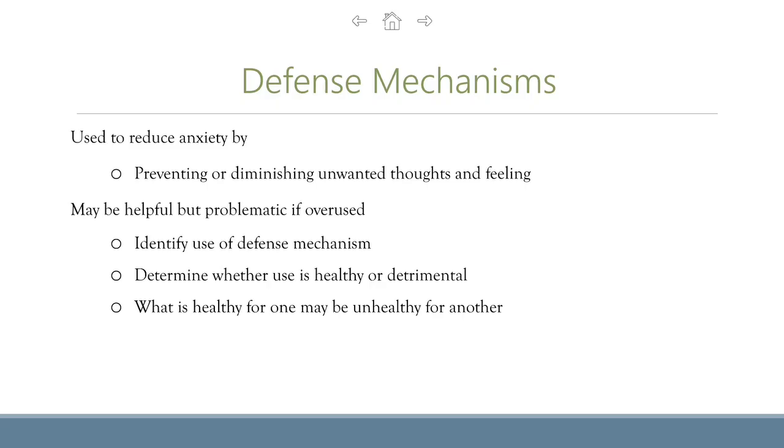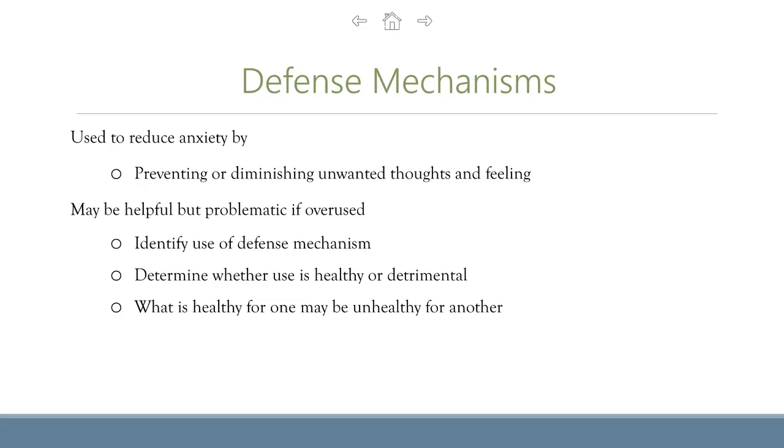There are different defense mechanisms people use to reduce their anxiety. This helps prevent or diminish unwanted thoughts and feelings. This may be helpful, but it can be problematic if they're overused. So it's important to identify the defense mechanism that someone is using and determine whether it's healthy or unhealthy for that person. What is working for one person may not be working for another.